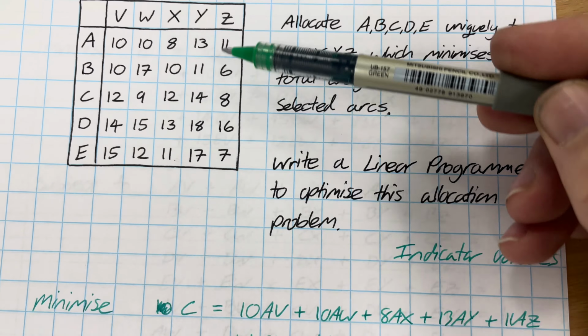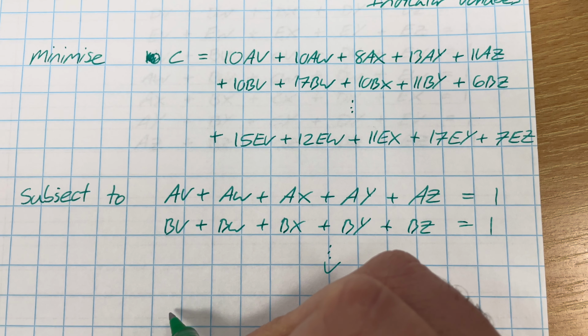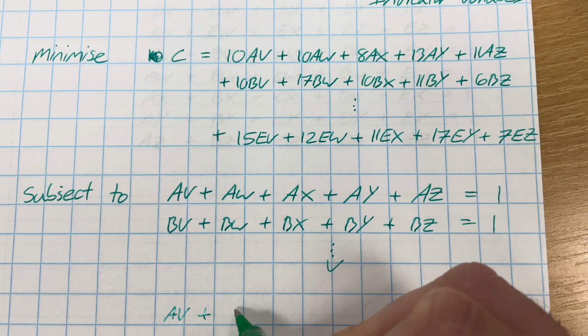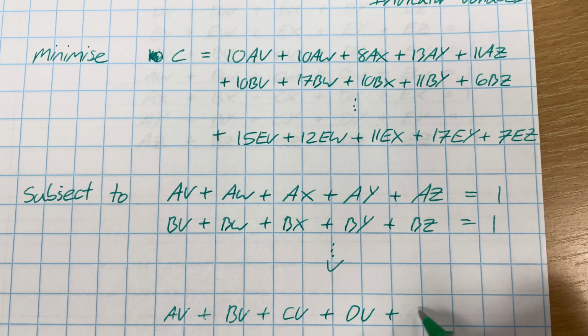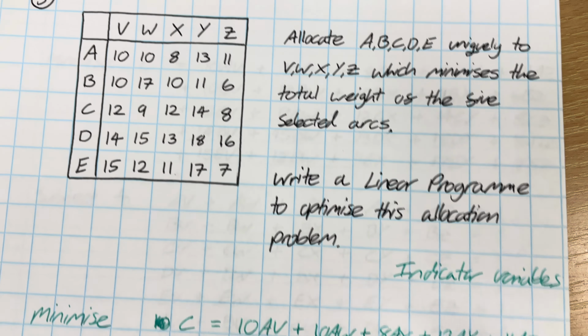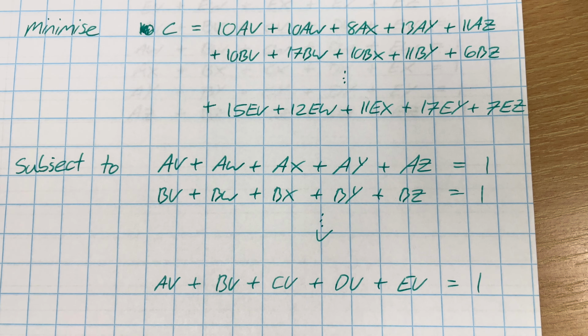Keep doing all of that all the way down the rows, and then you repeat that for the 5 columns as well. So halfway down we will have AV plus BV plus CV plus DV plus EV must equal 1. That will ensure that exactly 1 from this V column will be chosen. So we'll have all 10 of those, and those are the 10 constraints. We don't need any more. That is all we need.